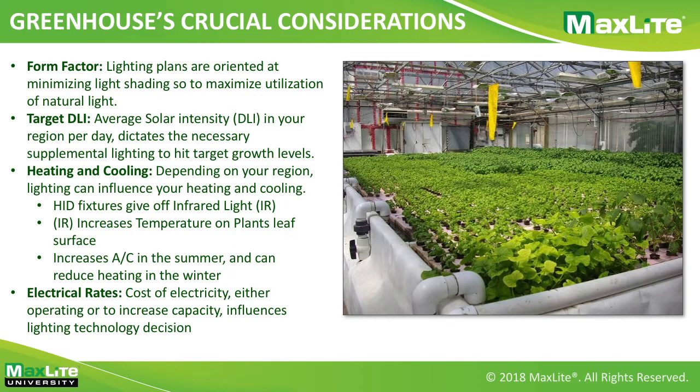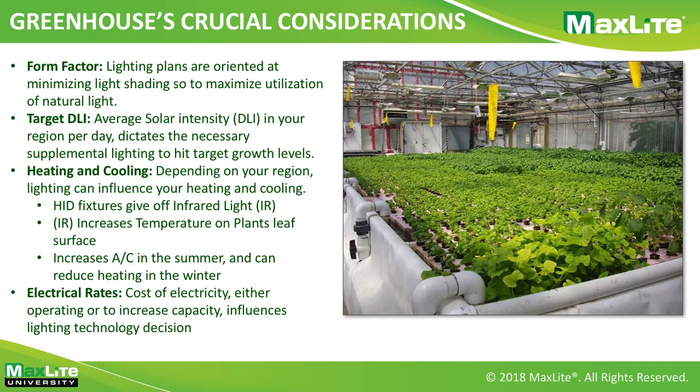Then we're going to get into a little bit of greenhouse crucial considerations. When you're thinking about a greenhouse environment, you have to remember that it's not just supplemental lighting or the lighting that's going on. You have a lot of reliance on the natural sun patterns that occur. So form factor is crucial when looking into your lighting solution, and lighting plans are typically oriented at minimizing light shading to maximize the utilization of natural light.